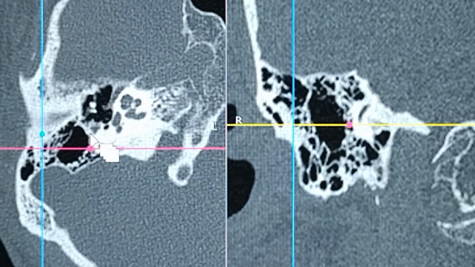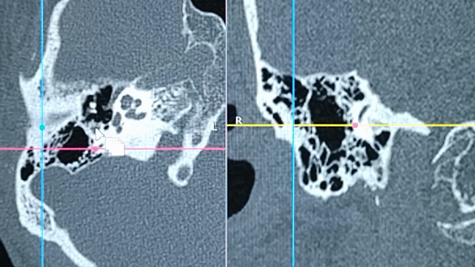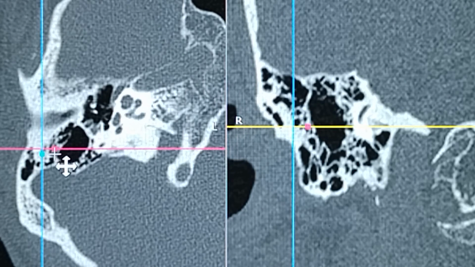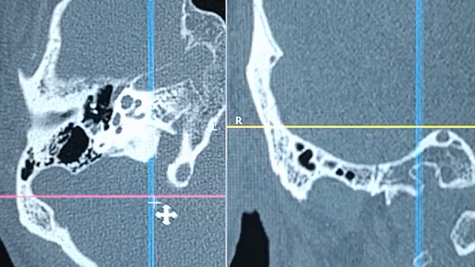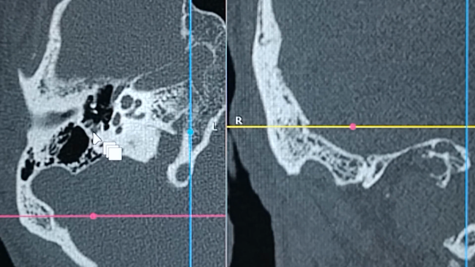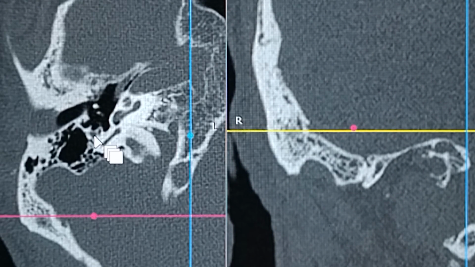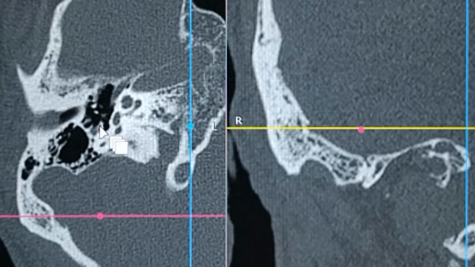I'm going to follow it down. You can see this is the facial nerve right there. Now I'm going to keep on. See, I'm going to just take this away. This is the facial nerve, so I'm going to keep on going down. That's the pyramidal eminence which we just saw right there, and that was the facial nerve.